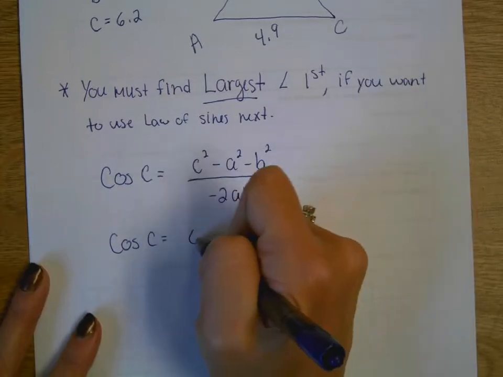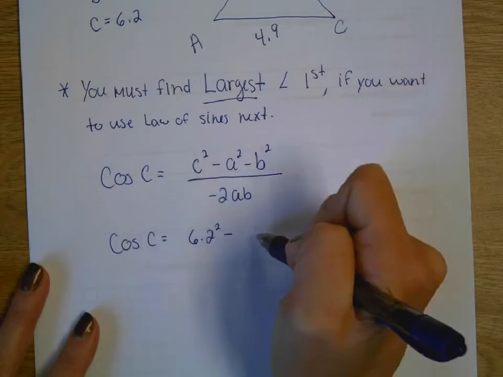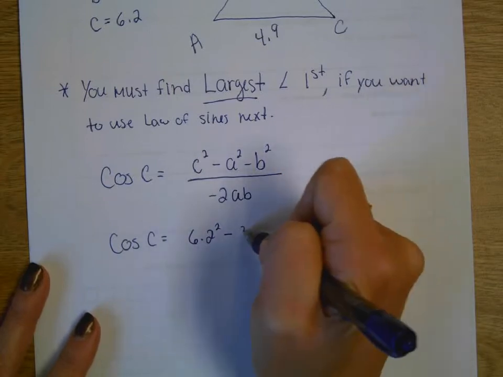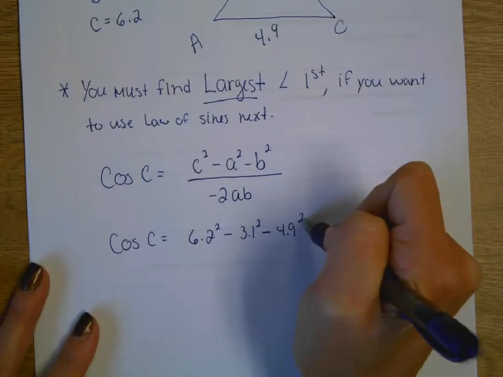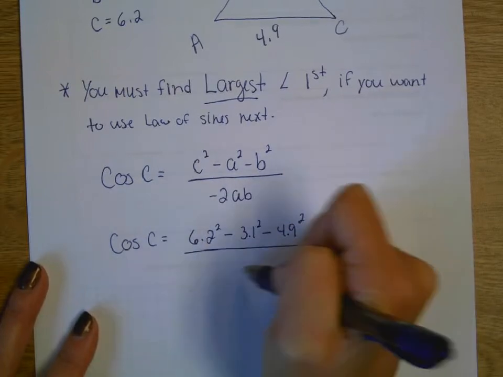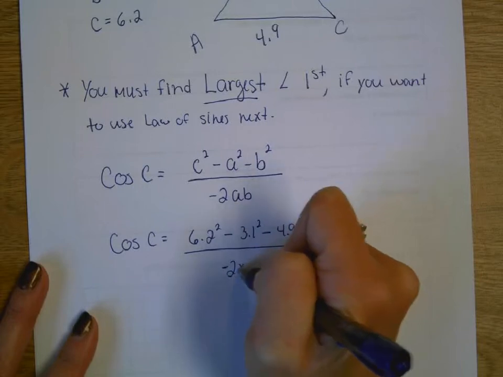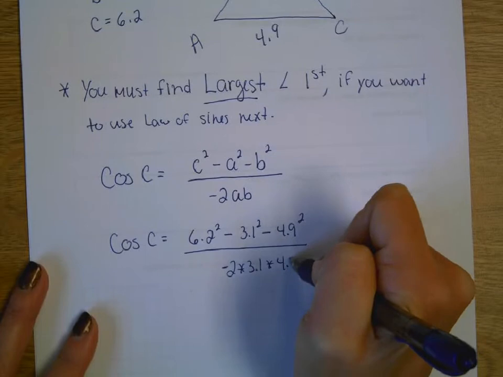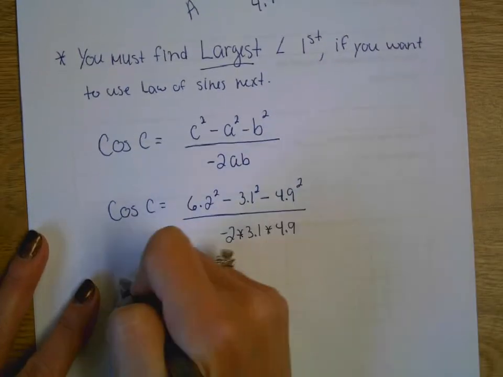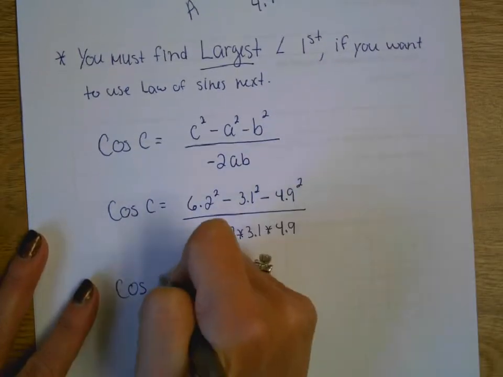6.2 squared minus... 3.1 squared minus 4.9 squared, all over negative 2 times 3.1 times 4.9. Okay, a little bit calculator challenging here.